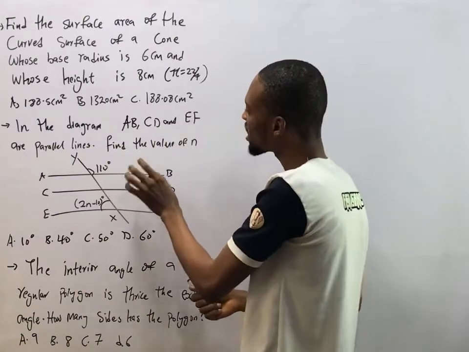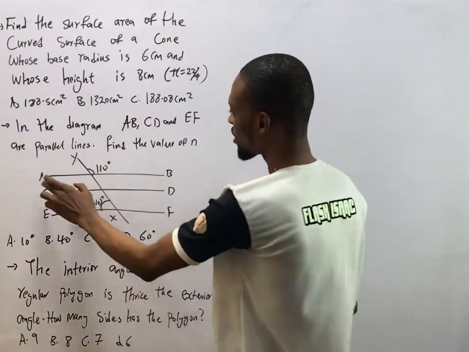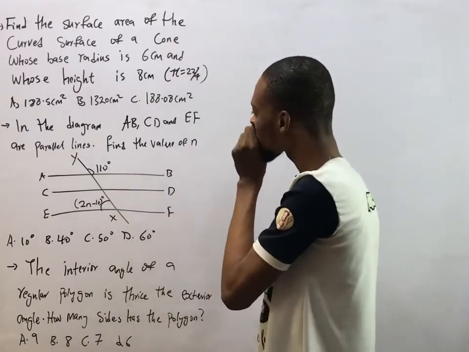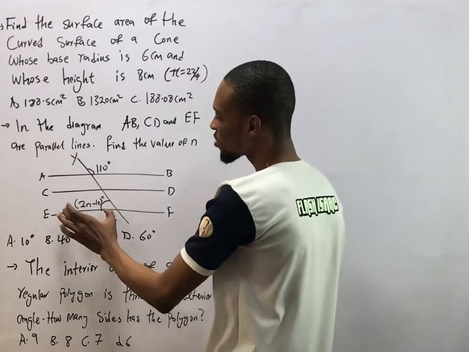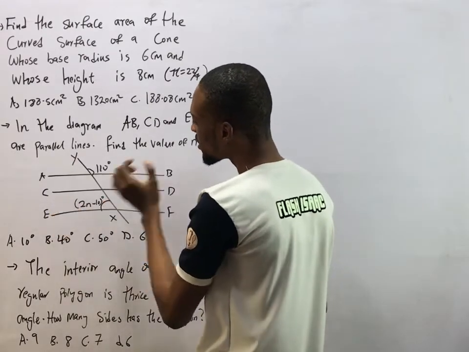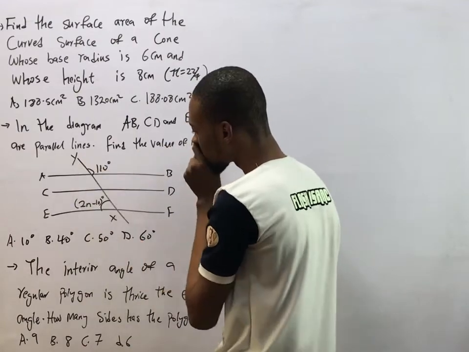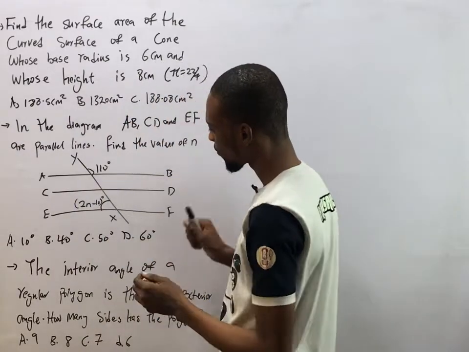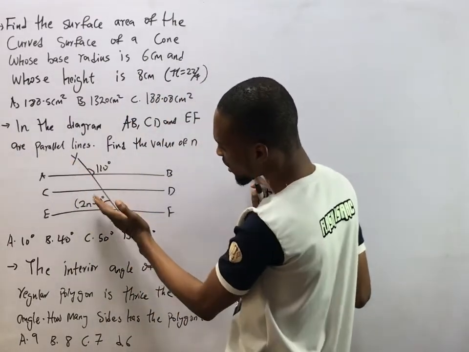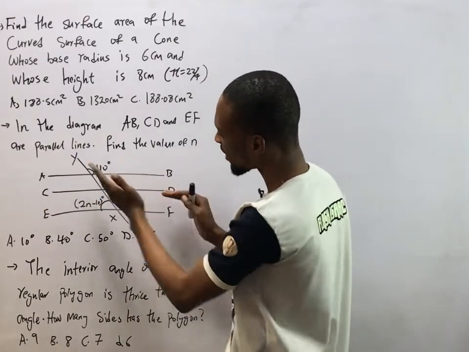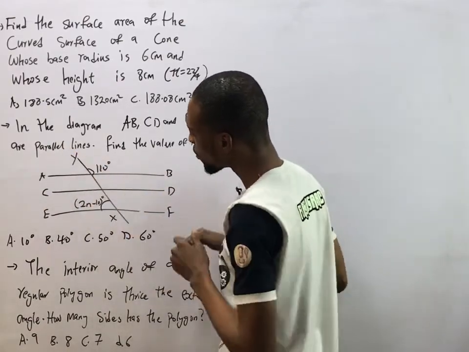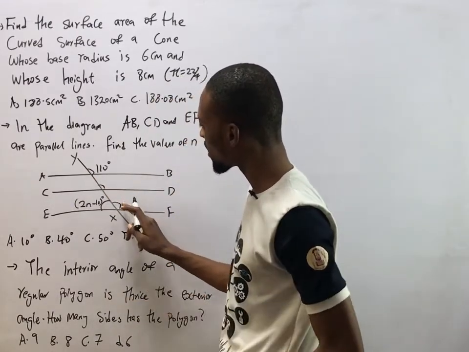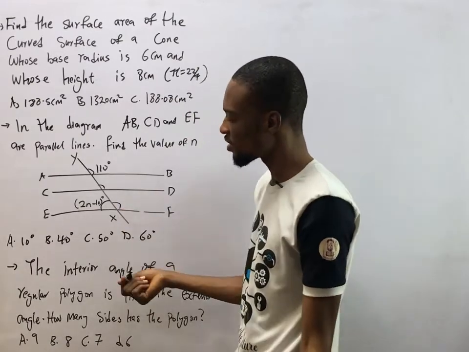This says in the diagram AB, CD, and EF are parallel lines. As you can see, it says find the value of n. So this angle is simply 2n minus 10 degrees, and this is 110 degrees. So now, taking a look at this diagram, this is 110, and it's still on the same parallel line. That means if these lines are parallel and this is straight, this angle would be the same thing as this angle, and also the same thing as this angle. So that means here is 110 degrees.